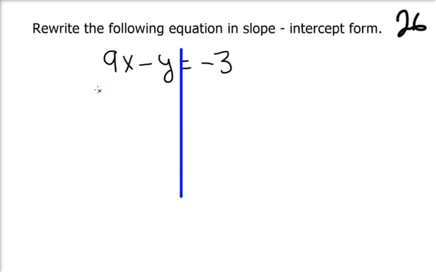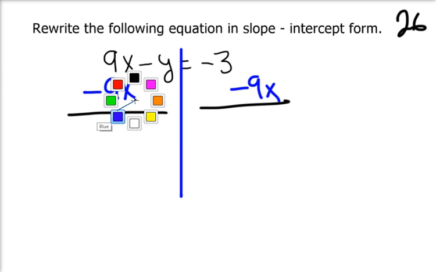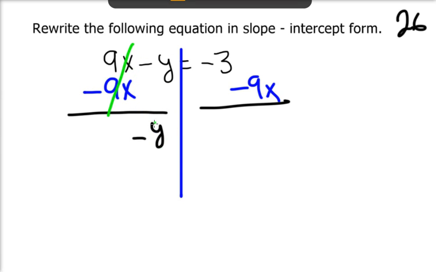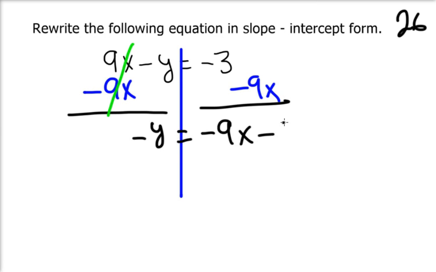So if I have 9x, the opposite of having 9x is subtracting those 9x from each side. Not just the left, but also the right. And 9x minus 9x is 0. And all we have on the left is this -y, and that's equal to -9x plus this other -3.